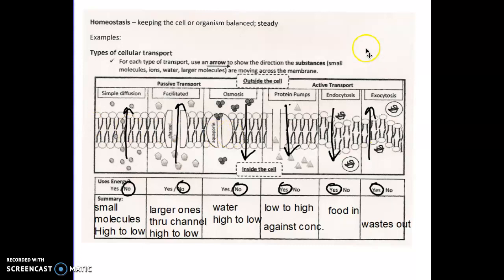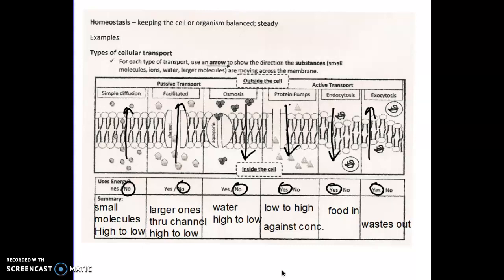Okay, so for this chart here, you're actually going to show water moving in and out, or particles moving in and out, etc. So they want you to use the arrow for that, and I've already done that. And it has the different types of transport up here and their specific names here, and then a summary. So the first thing you have to understand the difference between is passive transport and active transport.